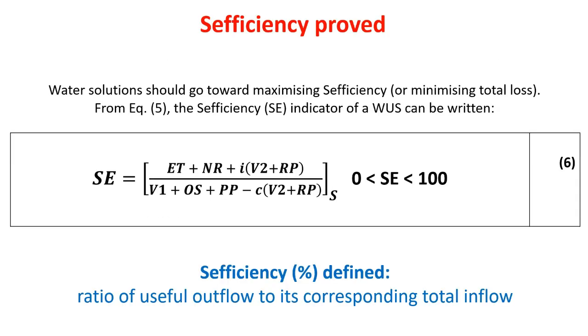This expression to be maximized is what is called sufficiency as shown in equation 6, and it can be defined as the ratio of useful outflow to its corresponding total inflow, which varies between 0 and 100%. If in a case the values of sufficiency go outside these limits, it means that the data for water quantity, quality, and benefit should be revised.